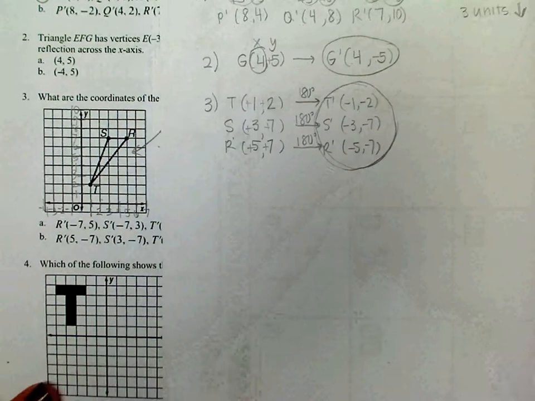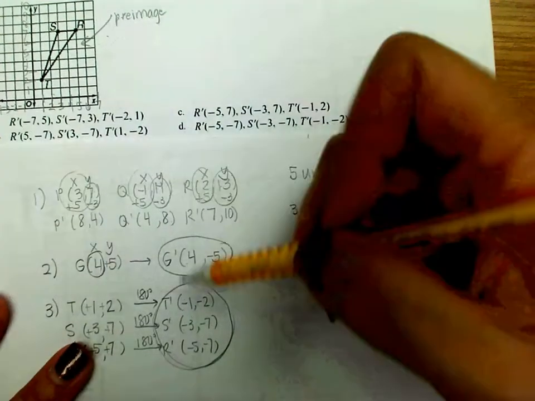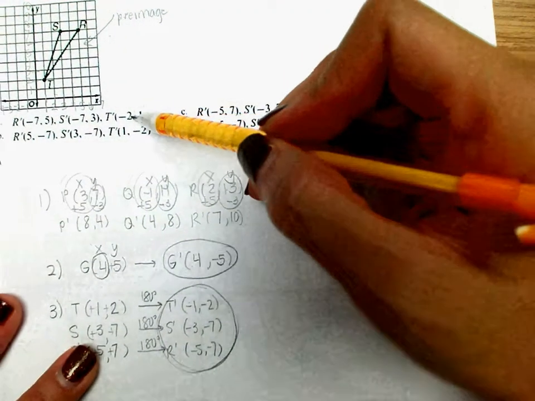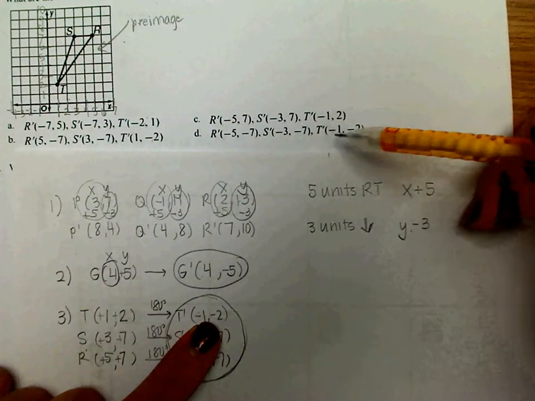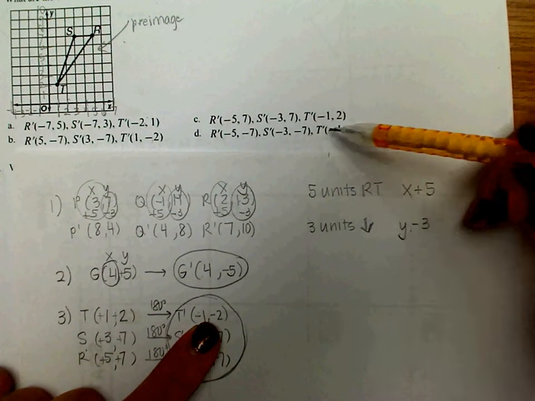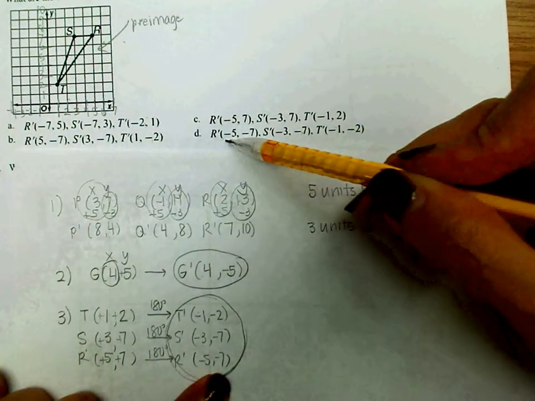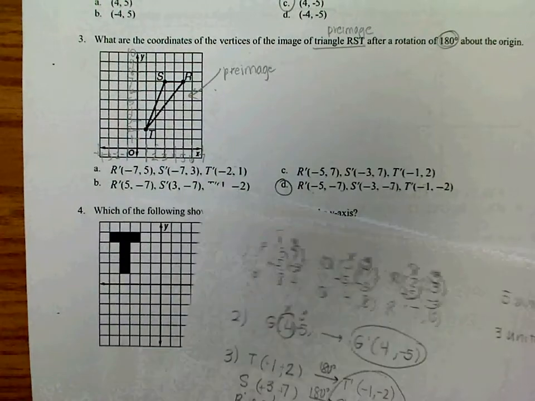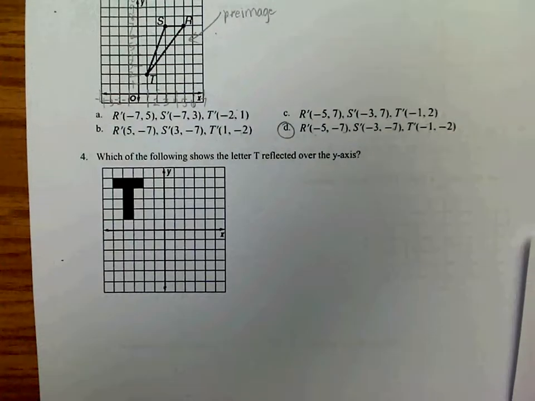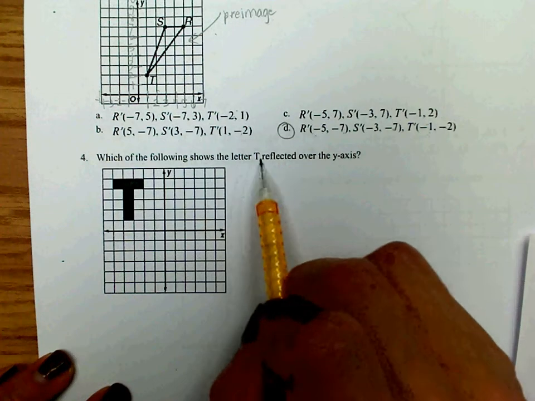So if you go to T prime here, let's see, I see a T prime. Nope, it's not this one. T prime, okay, -1, -2, nope, not that one, -1. Ooh, this one is correct. So let me double check the others. So -3, -7, -5, -7, cool. The answer is D. Okay, now 4, which of the following shows the letter T reflected over the y-axis?